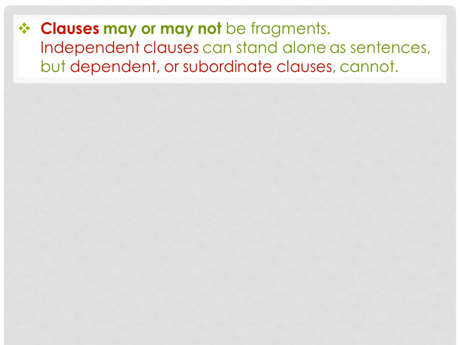But fragments aren't always phrases. Sometimes they can be clauses. So it's important that you realize clauses may or may not be fragments. Remember, independent clauses, they can stand alone as sentences. They're fine. They don't need anything else. But dependent, also known as subordinate clauses, they can't. They need to rely on another complete thought in order to make sense, or your reader or whoever is listening to you gets lost. So here's one example, that the princess wanted.